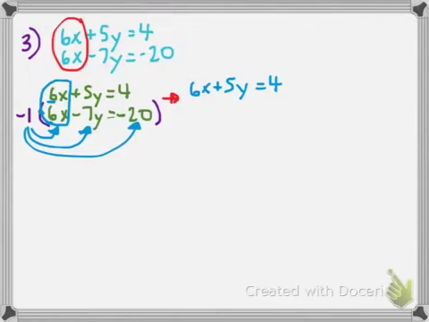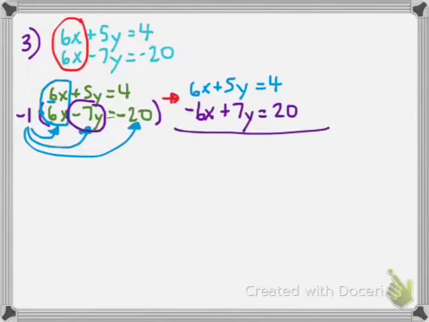Okay, so then back to distributing. Negative 1 times this positive 6x will give me that negative 6x. Negative 1 times this negative 7y will give me a positive 7y. Keep my equal sign. Negative 1 times negative 20 will give me a positive 20. And then remember I'm going to add, and so these cancel out.